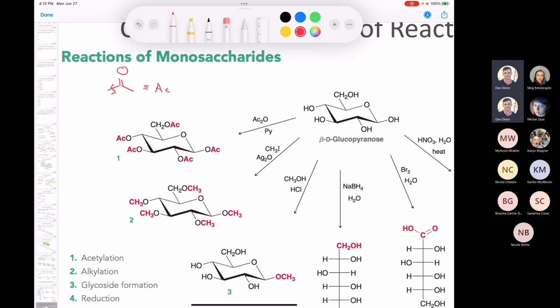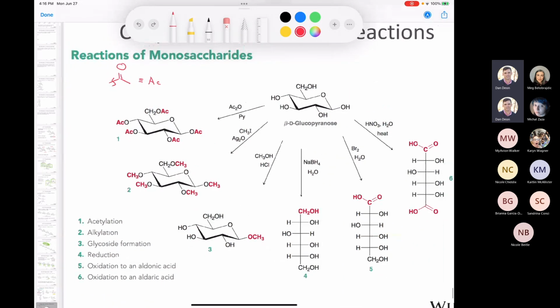The same thing here, if we add a methyl group to everything, it's like a Williamson ether synthesis, but instead of using a strong base like sodium hydride or something like that, we just use aqueous silver oxide, which is a weak base, not nearly as strong as sodium hydroxide, and iodomethane, and that just methylates everything. So we call that alkylation. The first one was acetylation. The next one is the formation of a glycoside.